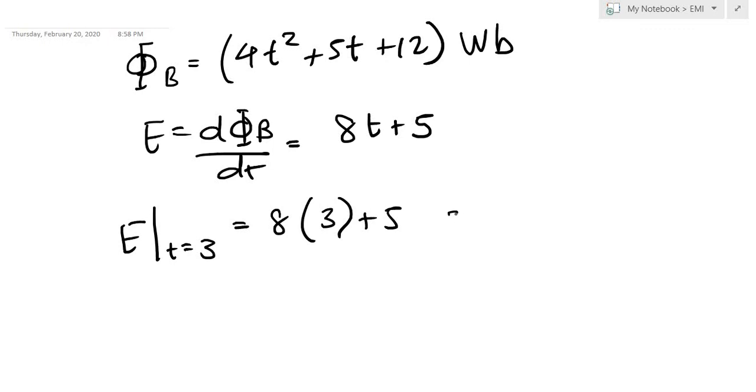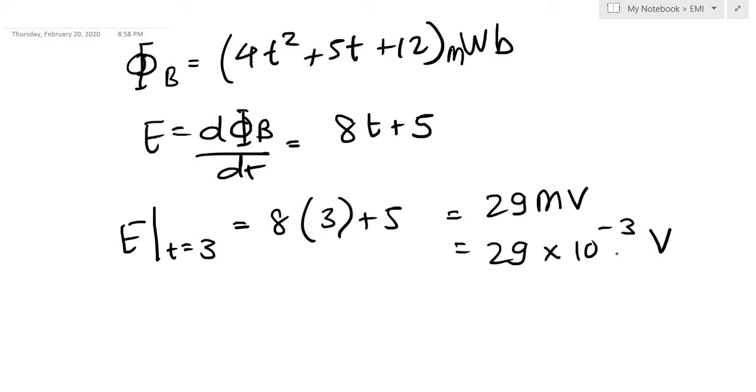8 times 3 plus 5 is, I believe, 29, and yeah, this was micro Webers, so this will be microvolts. Otherwise you can write it as 29 into 10 to the power of negative 3 volts. So this is milliwebers, not micro Webers, milliwebers and millivolts.